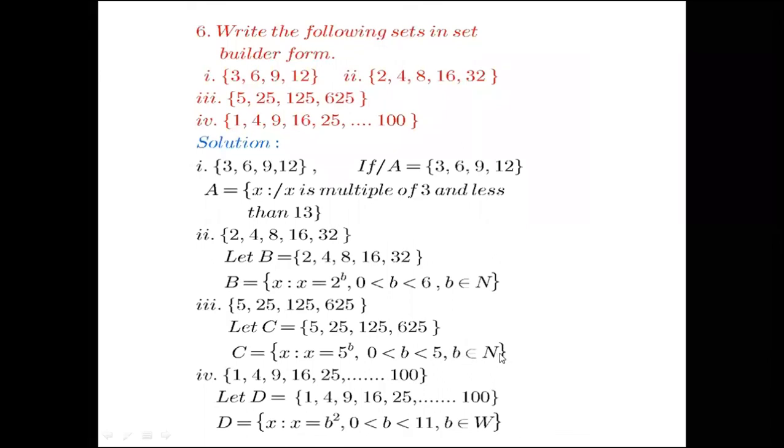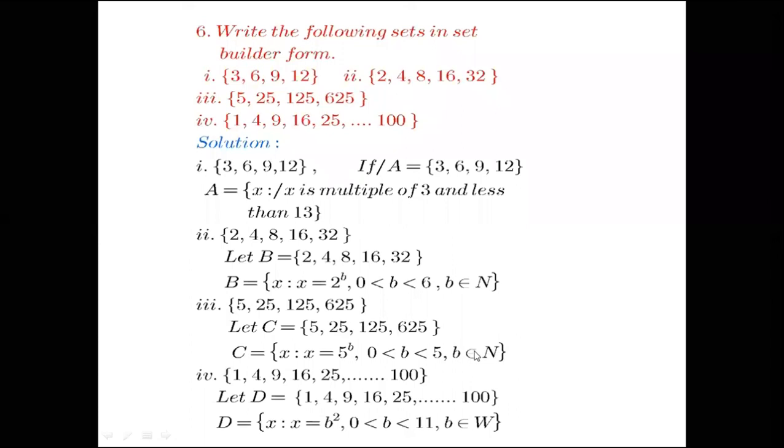B belongs to natural numbers. Why are we taking natural numbers? Only because we have started from 1 and we have ended at 4. So the same condition can be written as 0 less than b less than 5.